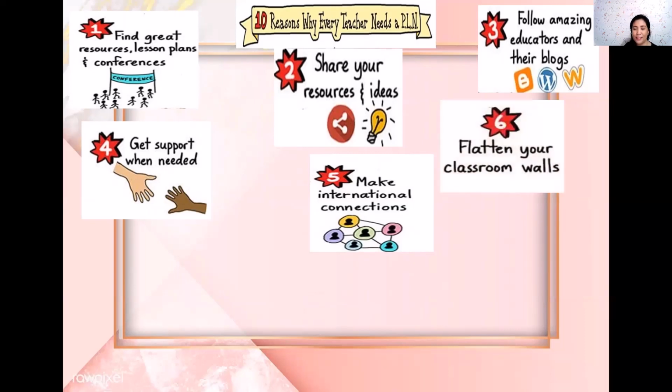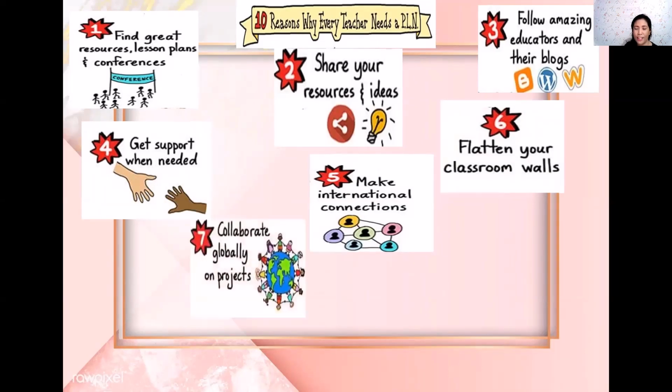Okay? And then next, number 6, we have to flatten our classroom walls. So we are not in a box anymore. We are giving opportunity to explore and really discover new ways of doing things in teaching, of engaging our students. And for number 7, we need to collaborate globally on projects. So meaning you can now do projects with other teachers, with a research project, or come up with a teacher's training and provide your own context here in the Philippines. O diba, bongga, global project.